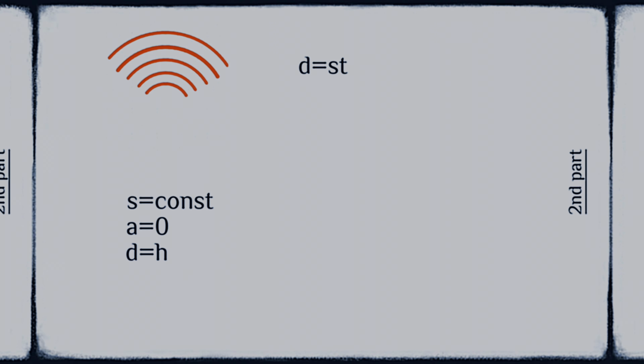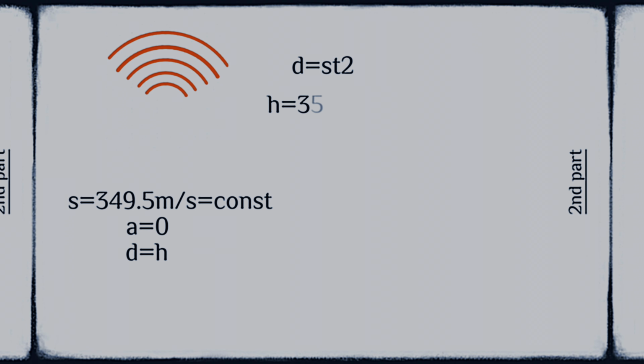The speed of sound is equal to 349.5 meters per second. The time it takes to travel back is going to be t2. So here, h equals 349.5 times t2. Because both of these equations are equal to the height of the building, we can set them equal to each other: 4.905 t1 squared is equal to 349.5 t2.